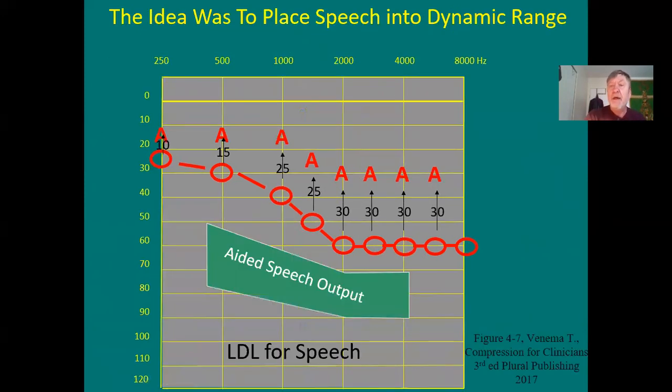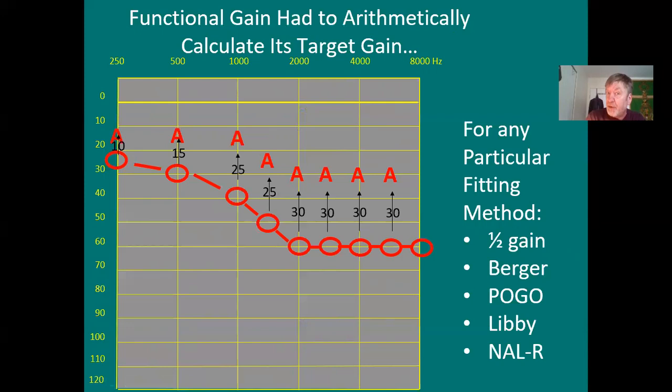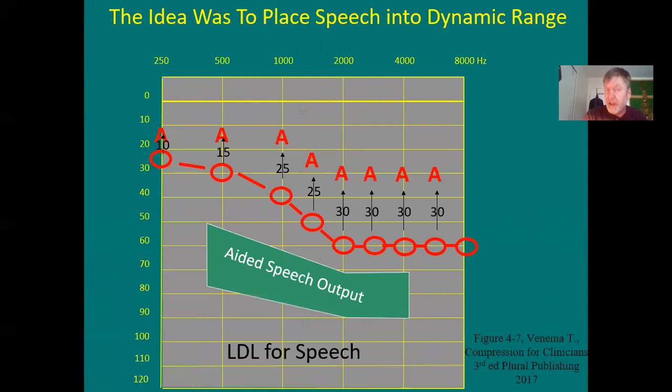And the idea behind all functional gain, remember, was that if you aided the thresholds by any of these amounts, as specified by these methods, and remember, I repeat, the A's here are just showing the example with the strict half gain rule, but at any rate, the purpose of amplifying your thresholds like that was so that you'd get this. So that aided speech outputs would sit nicely in the dynamic range of the listener.